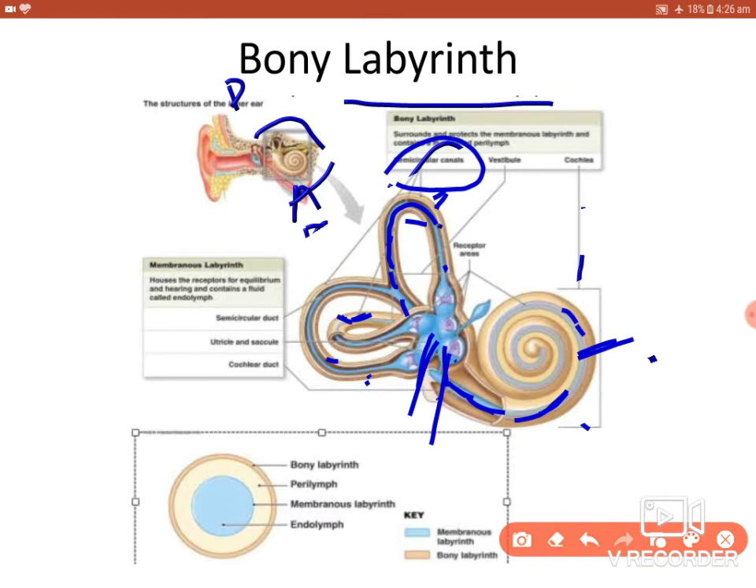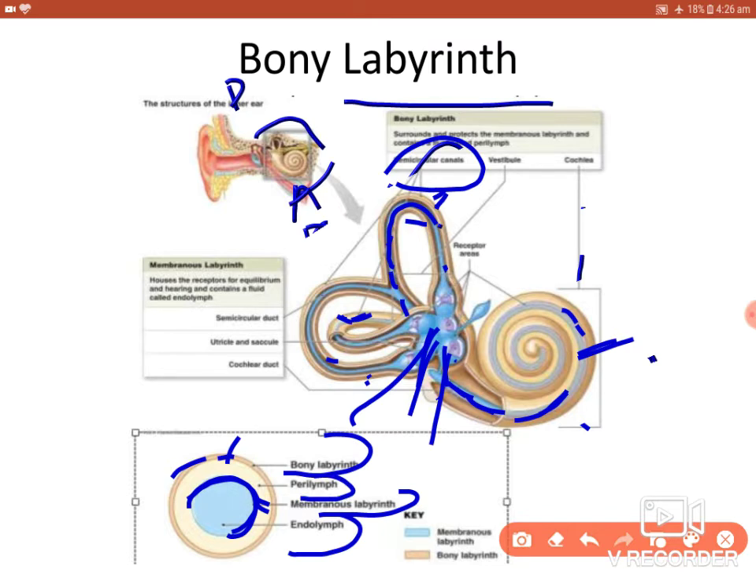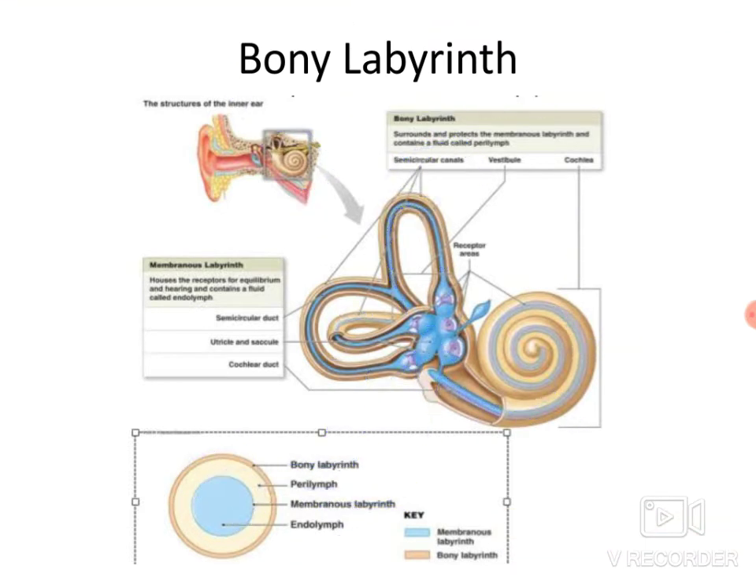So in the cross section of this inner ear, the outer part is the bony labyrinth and the inner part is the membranous labyrinth. The membranous labyrinth contains endolymph, which is a potassium-rich fluid. Between the bony labyrinth and the membranous labyrinth, it contains perilymph, which is a sodium-rich fluid.